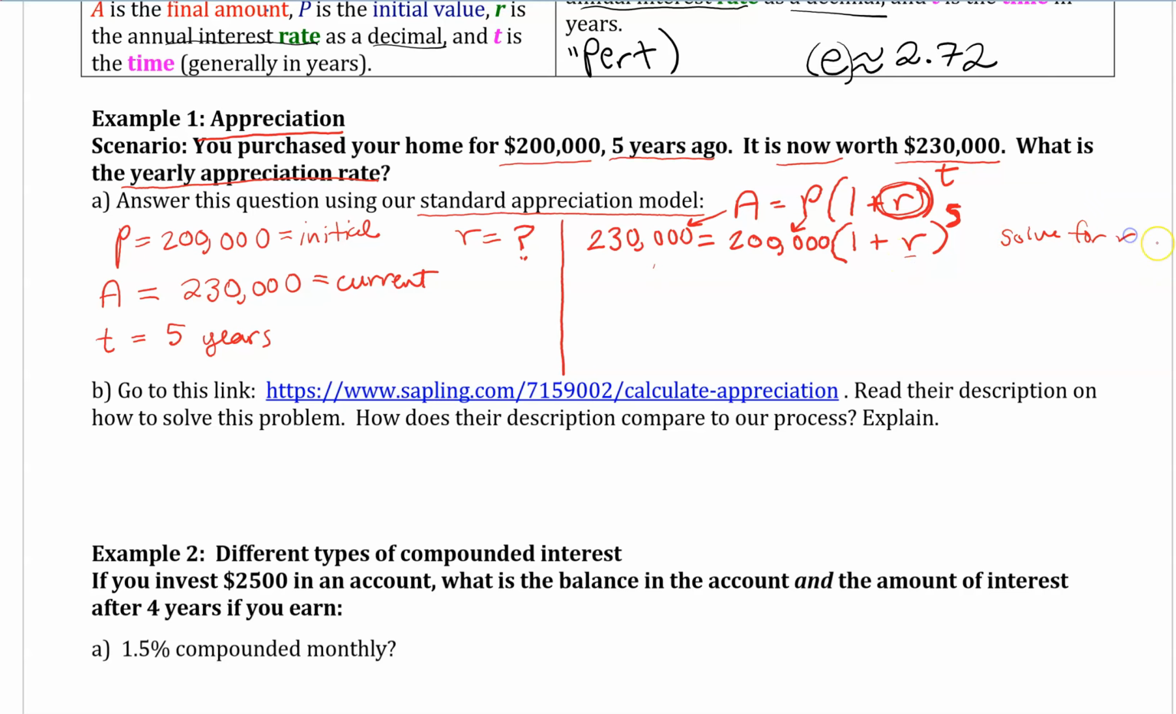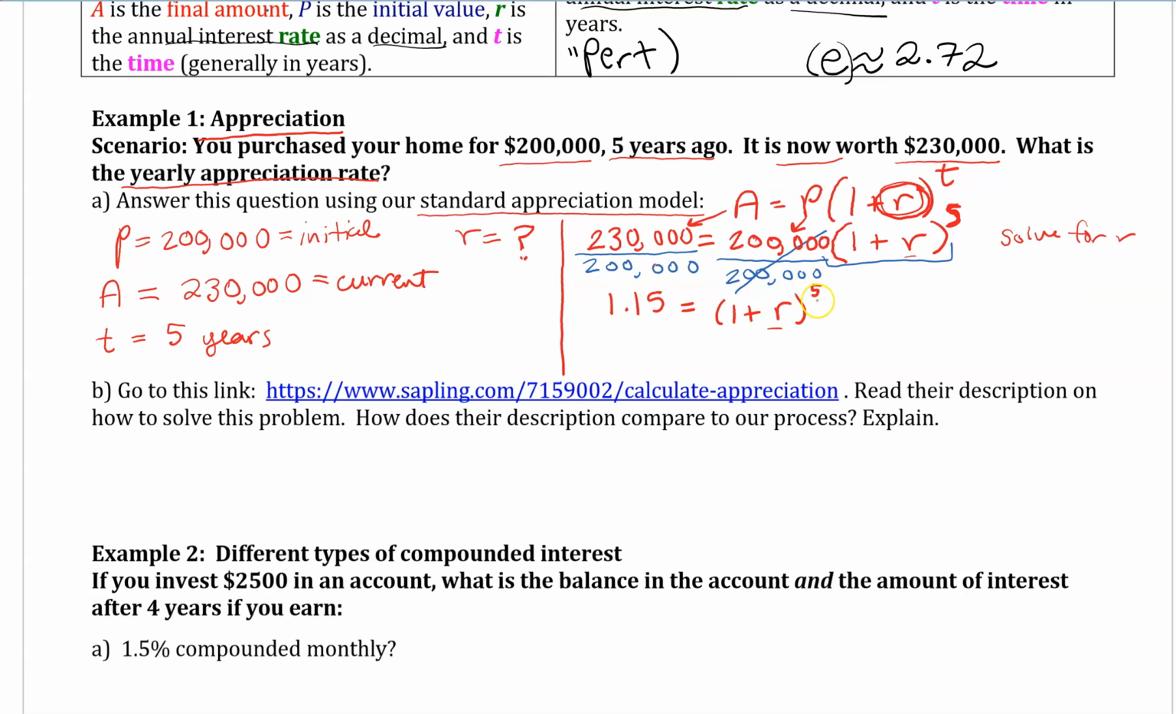So R is inside this amount being raised to the 5th power. So what I want to try to do is isolate that power. And the way I'm going to do that is dividing both sides by 200,000. So that'll get rid of that. And then over here I have 1.15. And then on this side I just now have the 1 plus R to the 5th power. And I'm trying to solve for R, right?